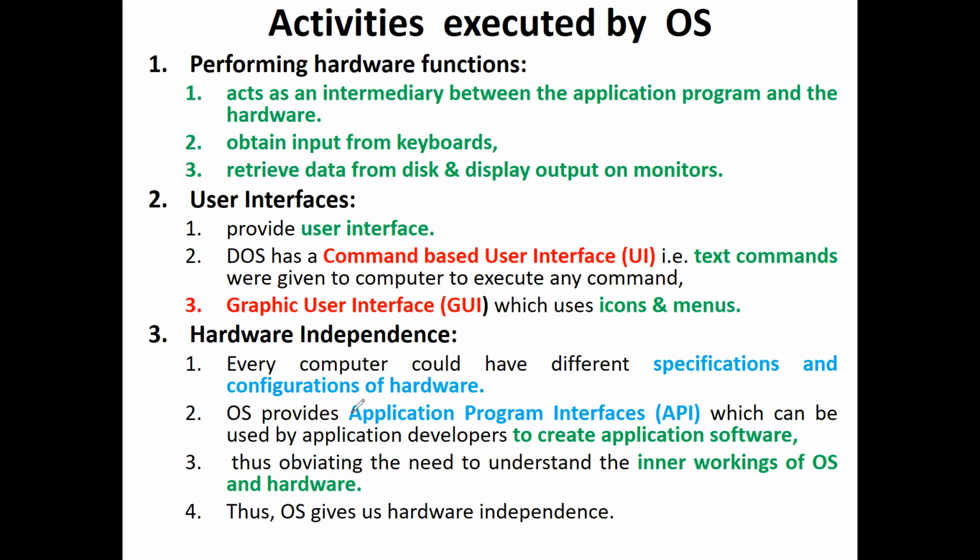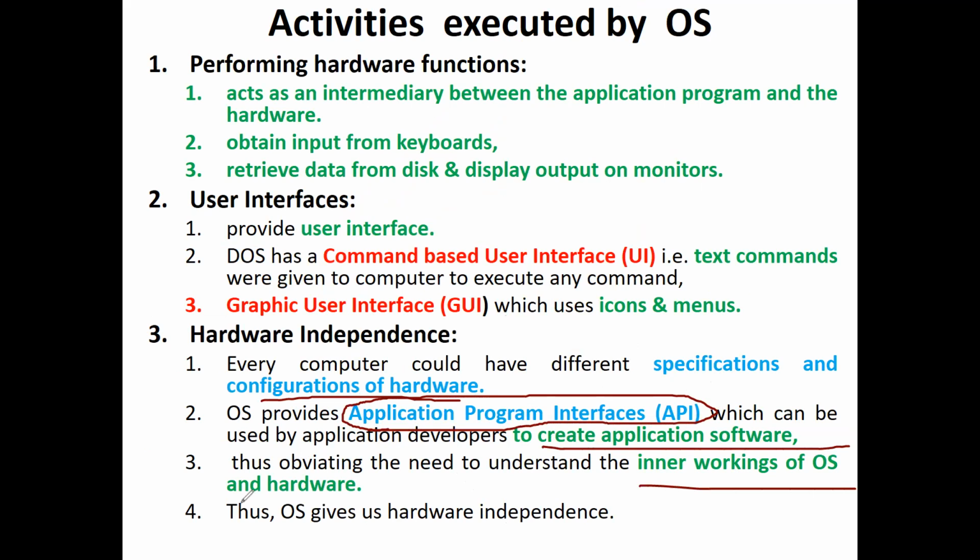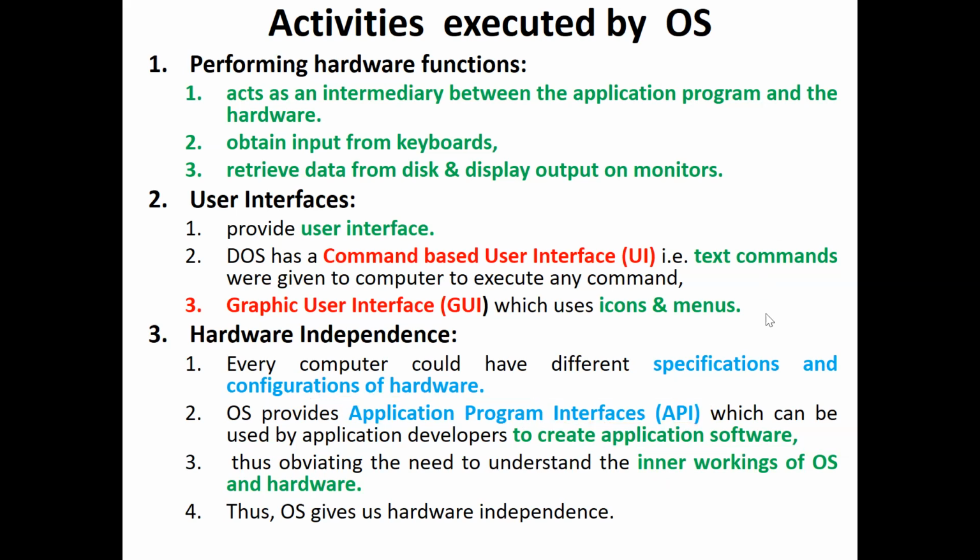See here, every computer could have different specifications and configurations of the hardware. OS provides application programming interface. OS provides application programming interface, API, which can be used by application developers to create application software. Inner workings of OS and hardware can be carried out by the OS.